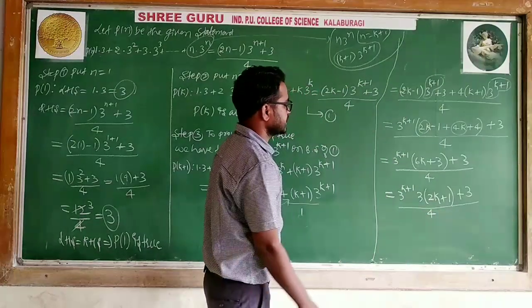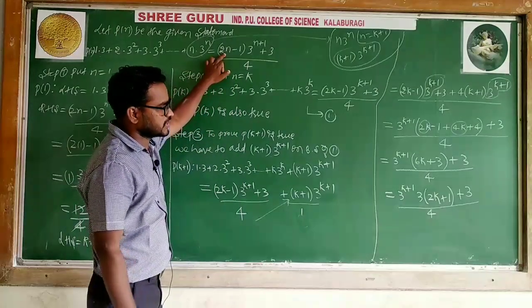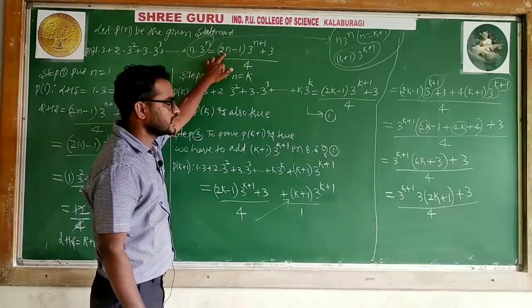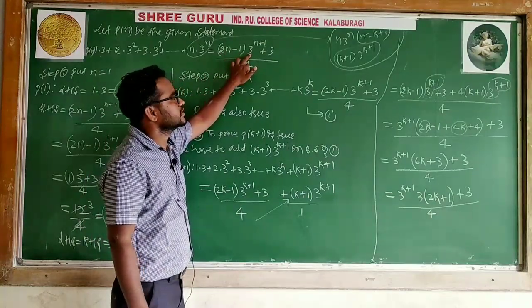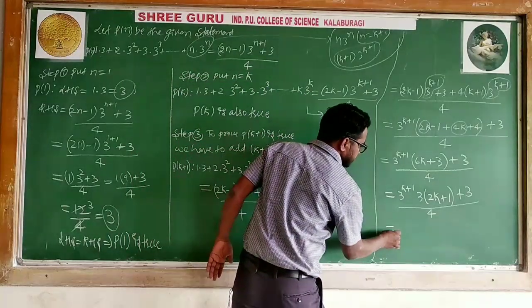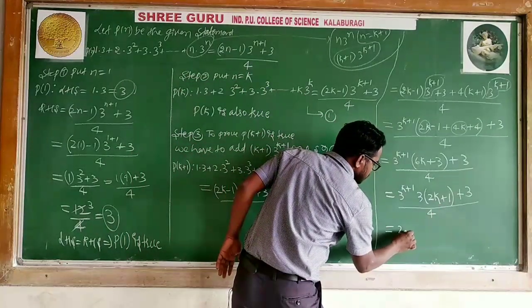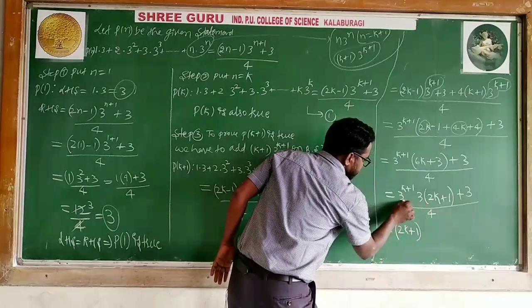Now see, actually I need n to be 2 into k plus 1 minus 1, and 3 to the power n to be k plus 1 plus 1, plus 3 divided by 4. So I can write it like this. I will write first 2k plus 1 first. Bases are same.